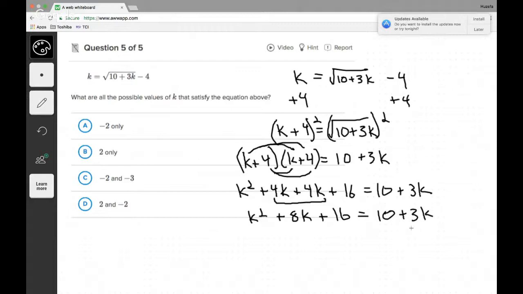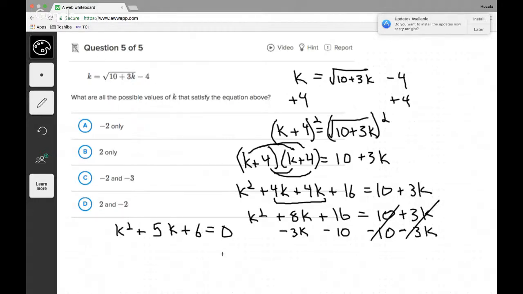So let's just move it all in one step. We're going to subtract 3k and we're going to subtract 10. I'm going to put the 3k under here, just the like term. Subtract 10 under here. Those go away. Goodbye, goodbye. Now we have k squared plus, what's 8k minus 3k? That's 5k. 16 minus 10, what is that? That's 6, right? Plus 6 equals 0. Now we're in great position to factor this.